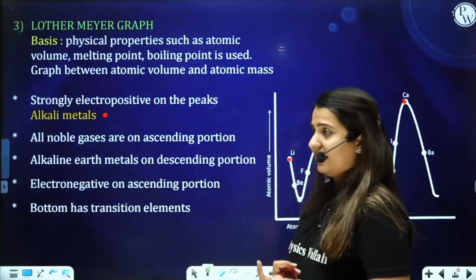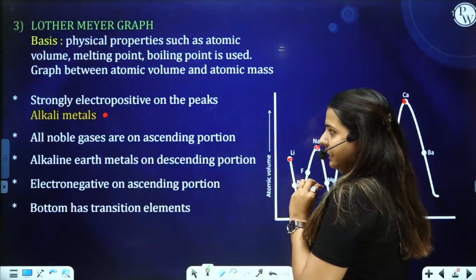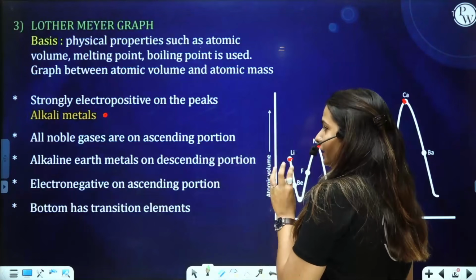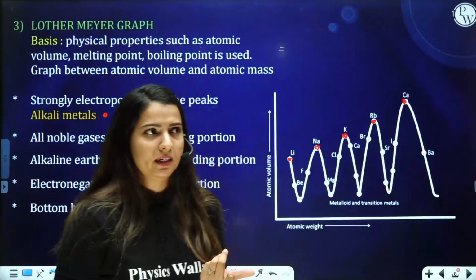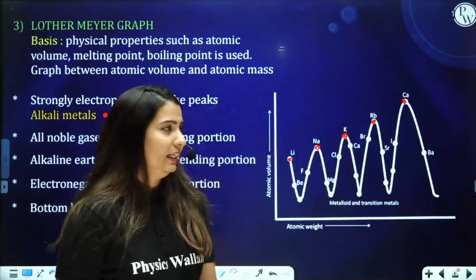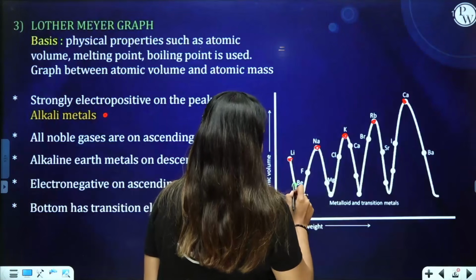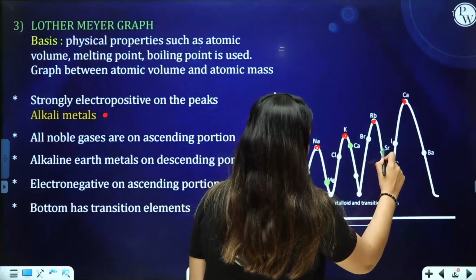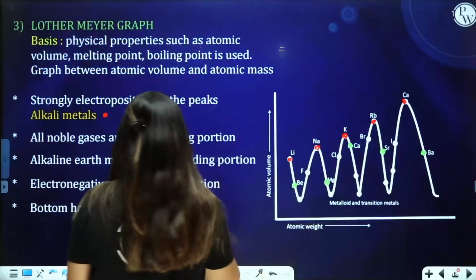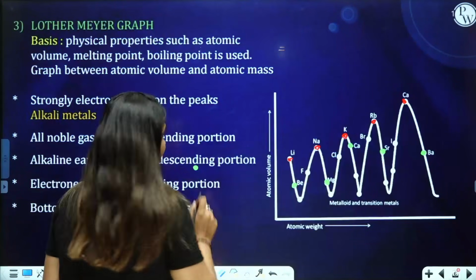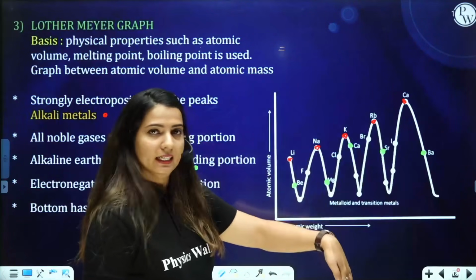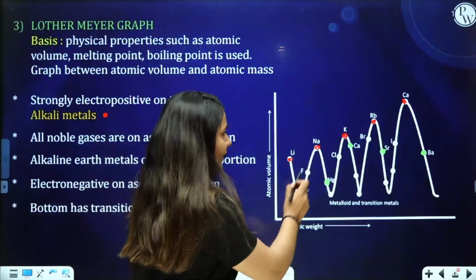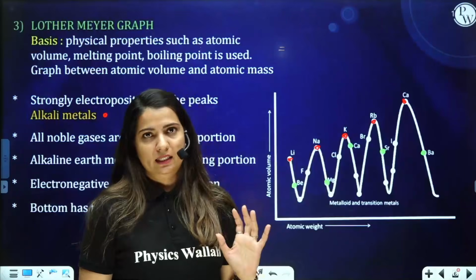What they say next is that all noble gases are on the ascending position. We will discuss this in a short while. Alkaline earth metals are on the descending portion. Alkaline earth metals are also electropositive. They are on the descending portion. You can see which ones I am marking with green color. These are all alkaline earth metals. You can see them in the descending position. See, this is the ascending, so this is the descending. When you move from top to bottom, this is the descending position. So whatever is marked with green color is in the descending position, right?